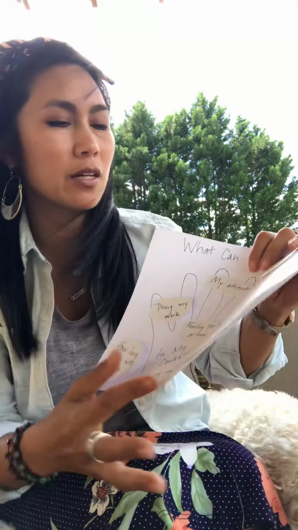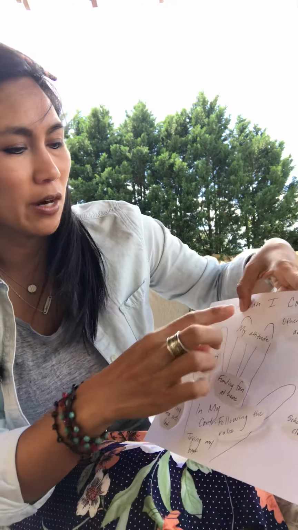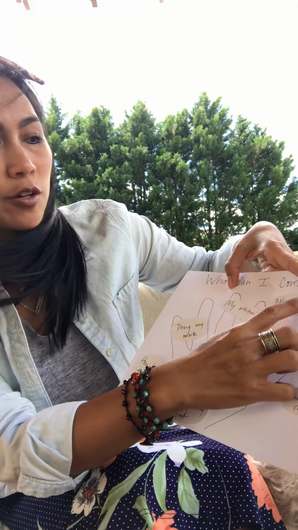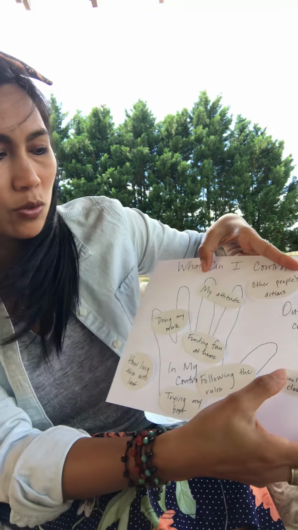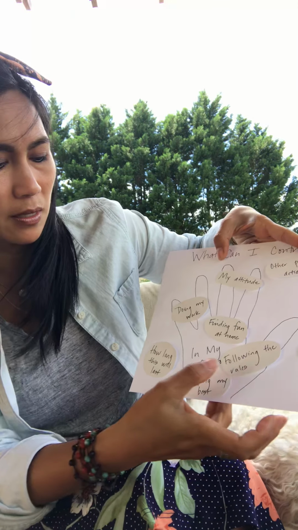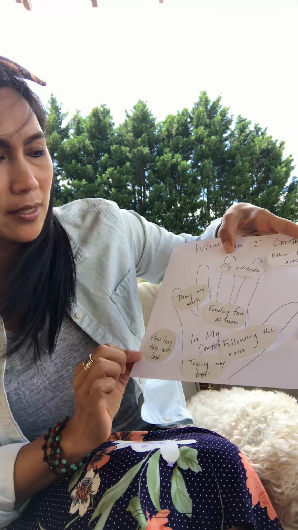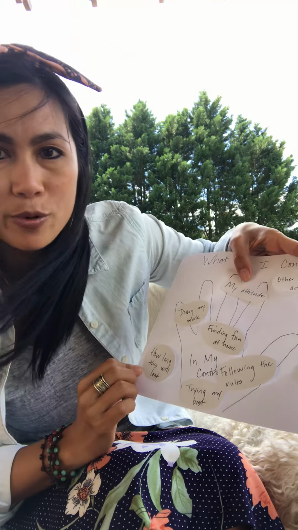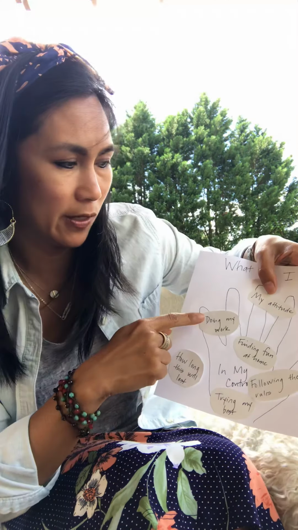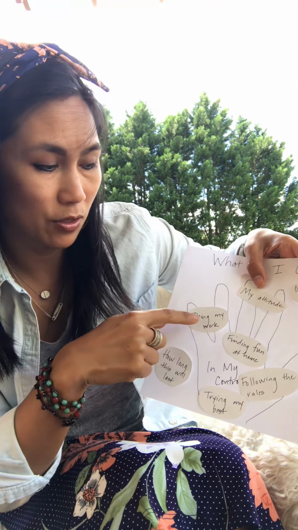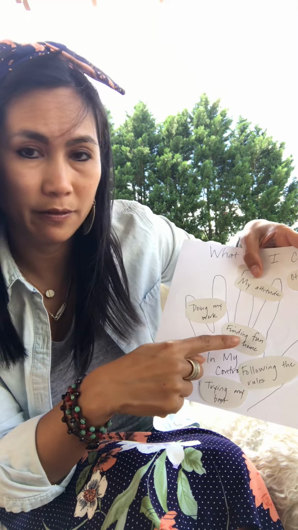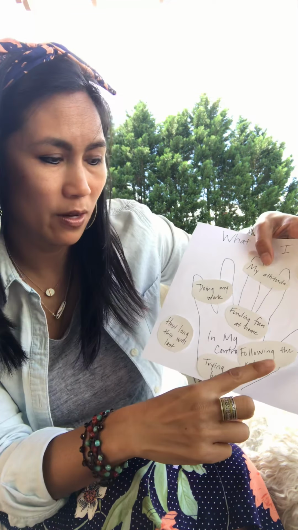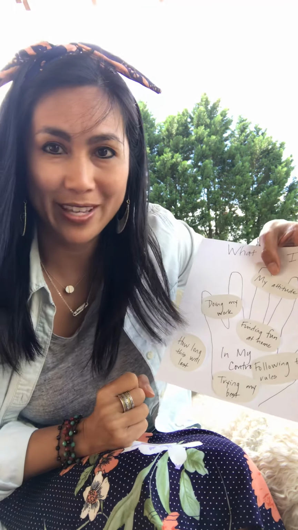So let's take a look and review. Things that are outside of our control are other people's actions, school being closed, and how long this is going to last. But look, we have more things that are in our control. Our attitude, doing our work, finding fun at home, following the rules, and trying our best.